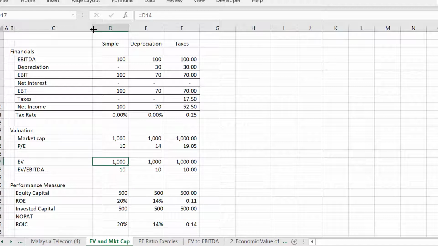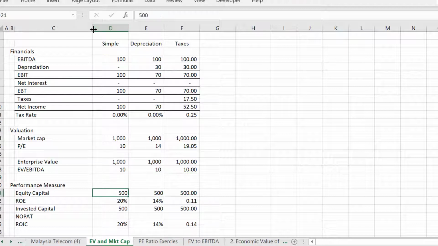But if we computed her enterprise value, the enterprise value would be the same as the market capitalization, because she has no debt or no tax or no nothing. It's very nice and simple. And if we computed from this very simple case, maybe it's too obvious, her PE ratio would be 10, and her EV to EBITDA ratio would also be 10.